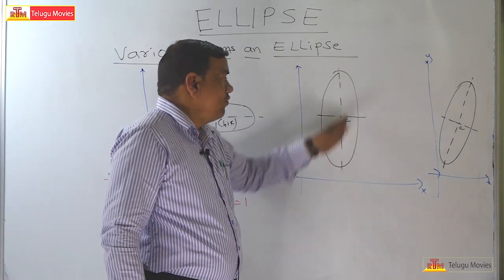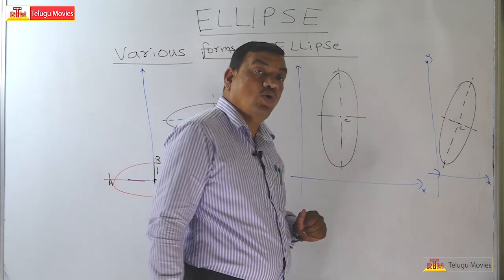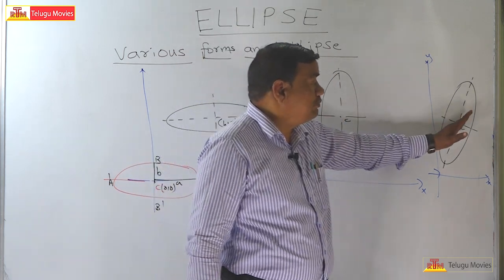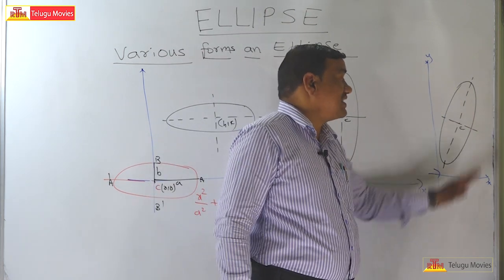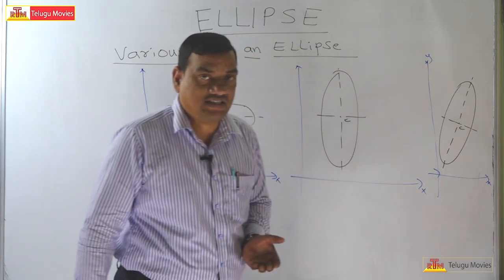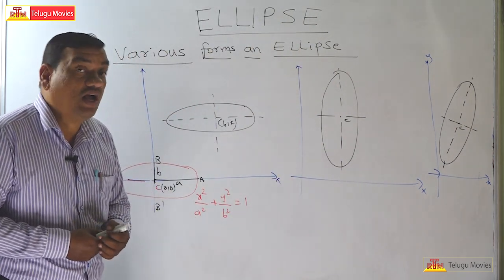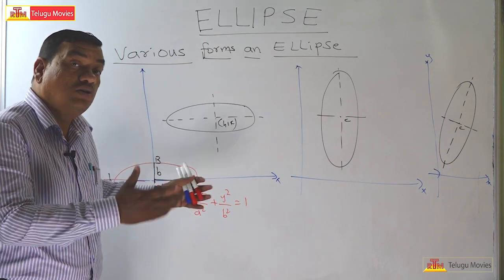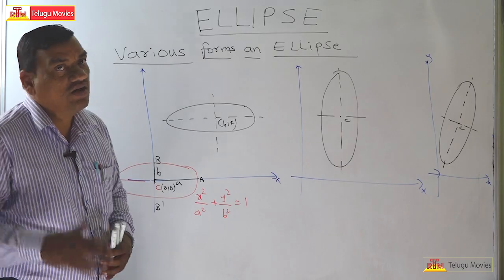Here also, this is a vertical ellipse, so the major axis is parallel to the y-axis. But let us see this ellipse: here the major axis is neither parallel to the x-axis nor parallel to the y-axis. Then for that type of case, how to find the equation of the ellipse, all those things we will see in this video. So let us start our class.